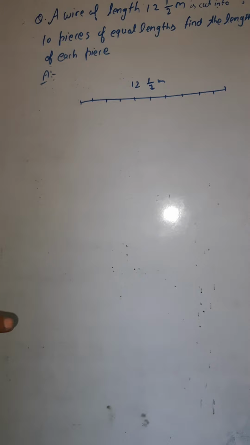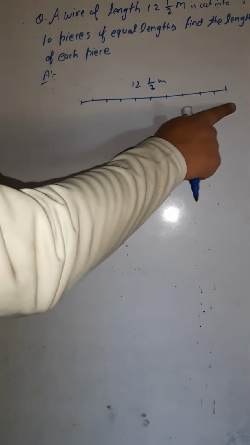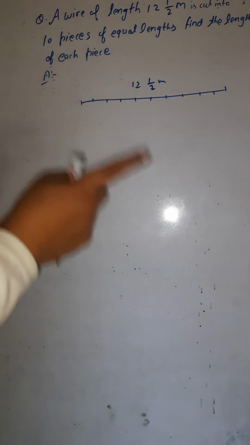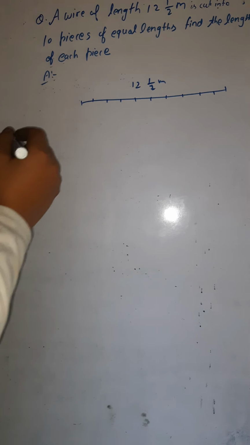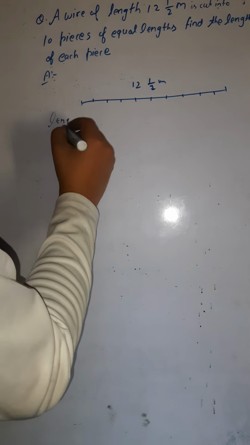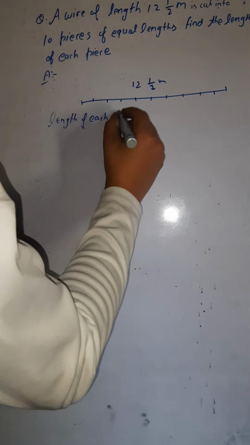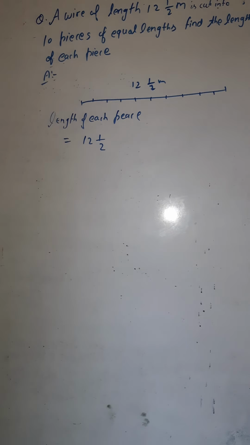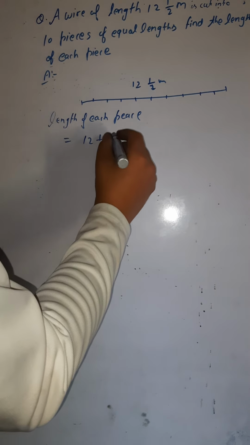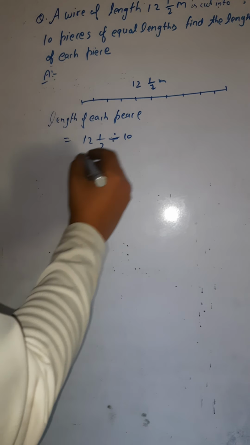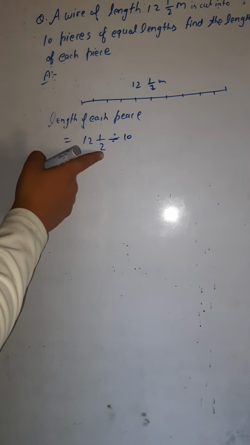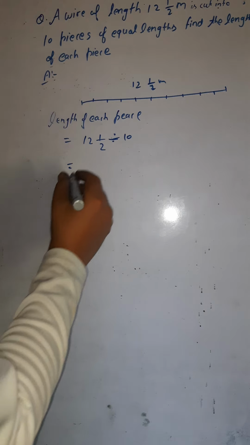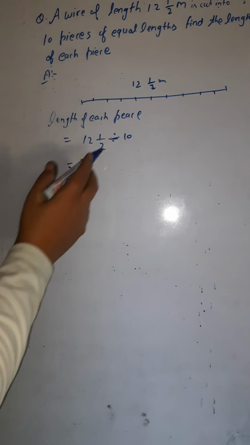So what did you do? Can you tell me? Yes, because I have cut this wire into 10 pieces, I have to find out the length of each piece. So I would divide this complete length by 10. Okay. So here I would write length of each piece would be equal to, complete length is 12 whole 1 by 2. So this is to be divided by 10, because I have cut it into 10 pieces. So just simplify it. This is a mixed fraction, change it into improper one. 12 2s are 24. 24 plus 1 would be 25 by 2.